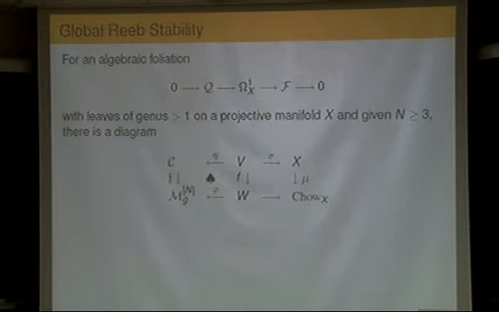So here's the global Reeb stability theorem. This is a statement about algebraic foliations in general, whose leaves have genus bigger than 1. So suppose you are given an algebraic foliation with leaves of genus bigger than 1, then you can always put them into the following picture, in the following diagram.